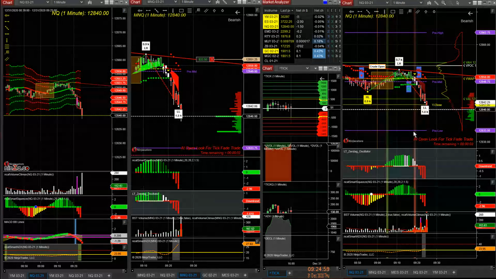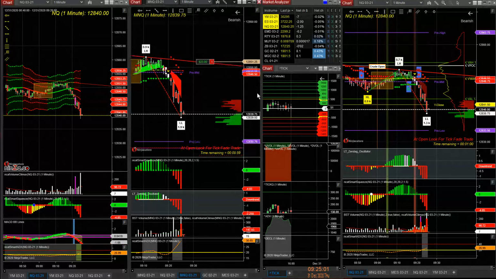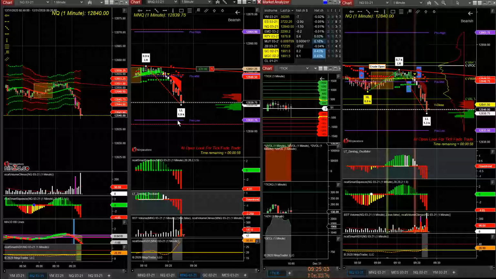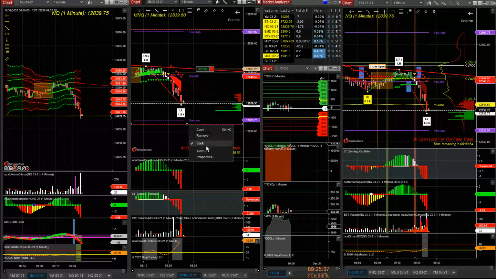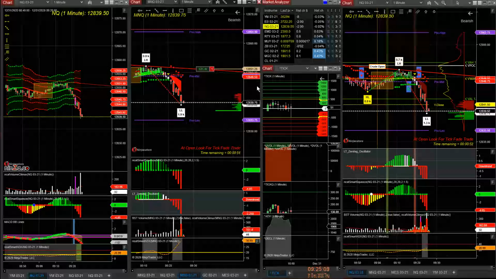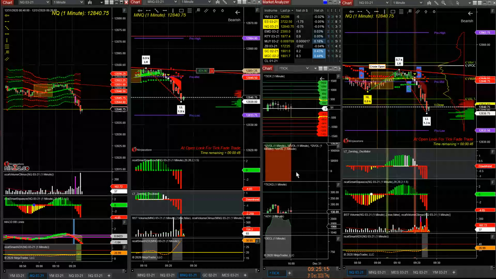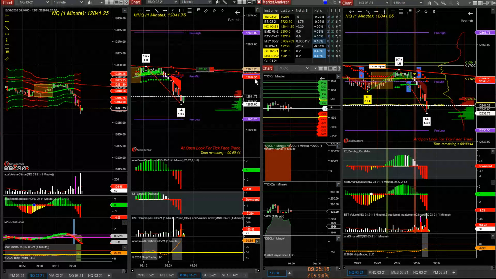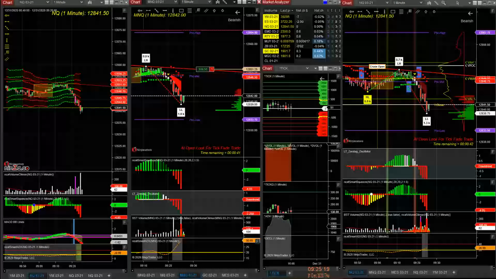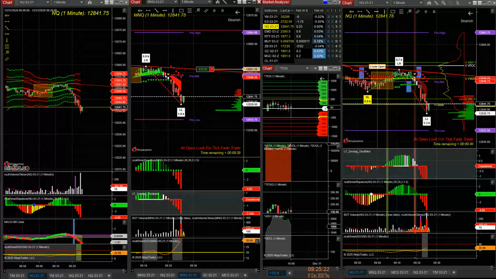I think we could come back and test this pre-low here. All right, that would be the goal. Come back and test this pre-low, which is the overnight low. Yeah, take this off. I get an $18 win.